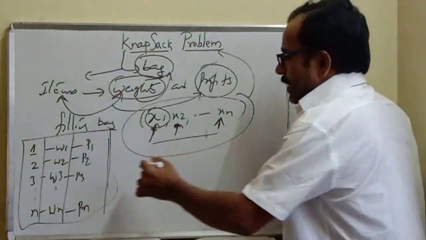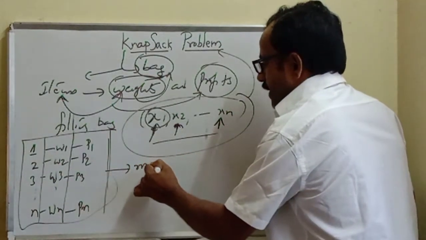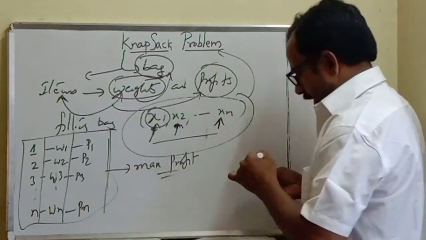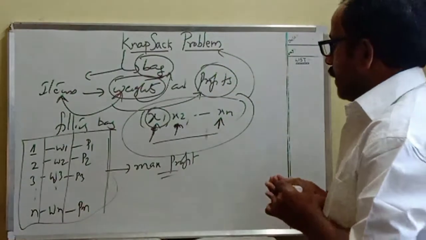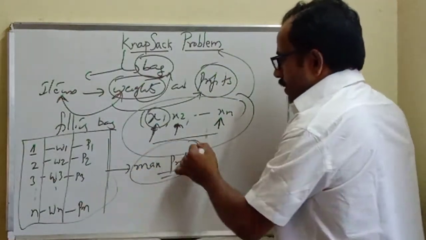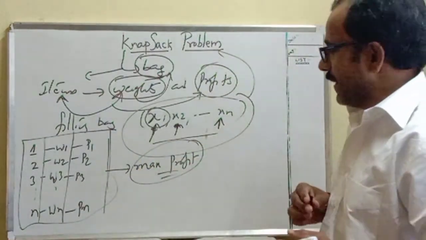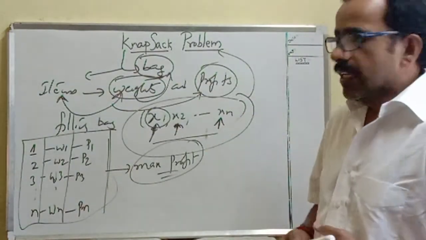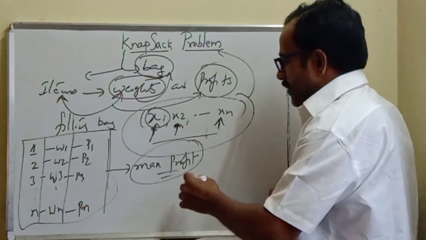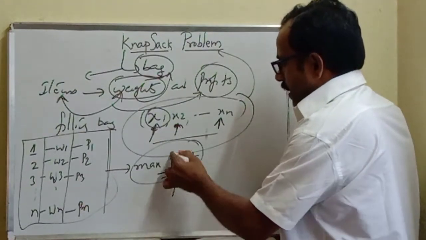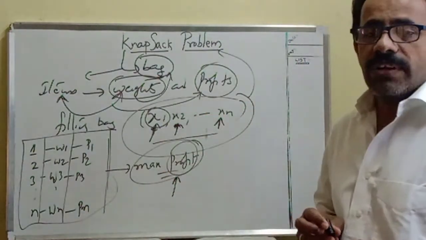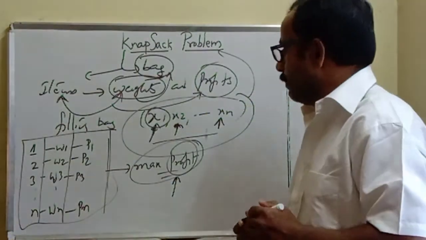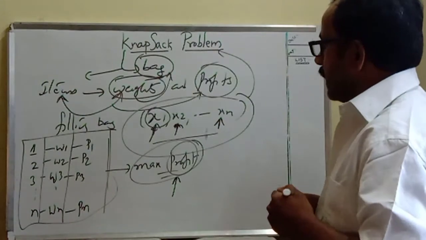Then what is the ultimate aim? Getting the maximum profit from this particular problem is the aim. I already told you the optimal solution definition. What is an optimal solution? Whatever solution you construct, if that solution maximizes the objective function. What is the objective function here? Profit. Maximizing profit is the objective function. Our objective is to get the maximum profit from this problem.